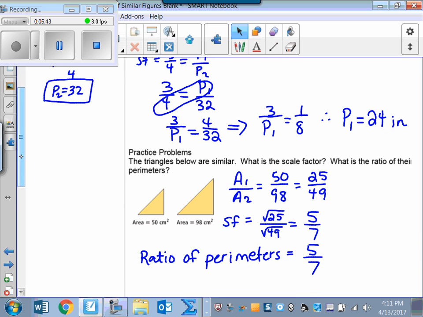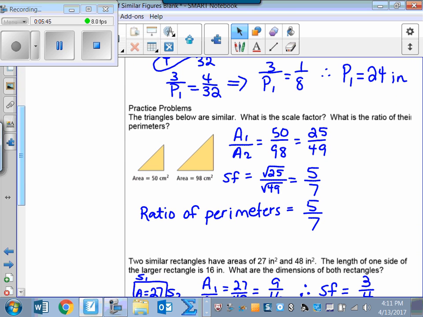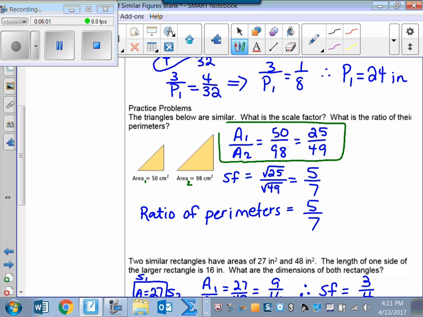All right. The triangles below are similar. What is the scale factor? Well, they give us the areas. The area of the first one is 50. The area of the second is 98. So I set up my ratio. I know that the area of 1 over the area of 2 is 50/98. And when I simplify that, I get 25/49.